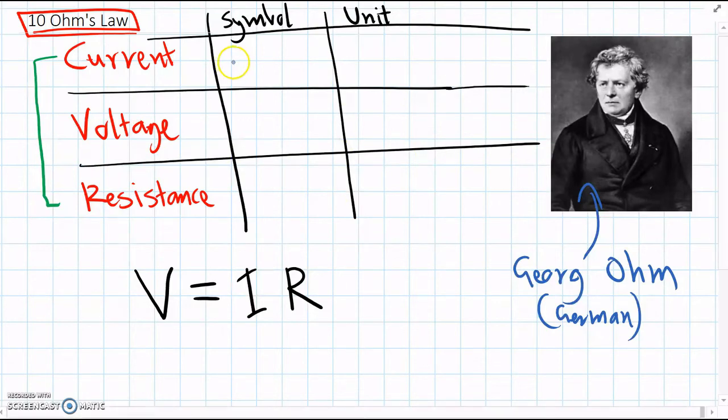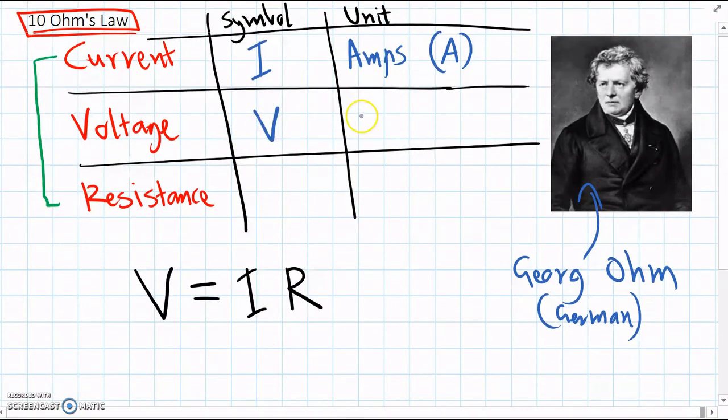So the current, its symbol is I, capital I. It's hard to remember because it's not a C, but it comes from the French word for current. So the current has the symbol I, and remember it's measured in amps, which has the symbol A. Voltage, this is the easy one because the symbol for voltage is just capital V. And the unit for voltage is measured in volts, and its symbol is also a V.